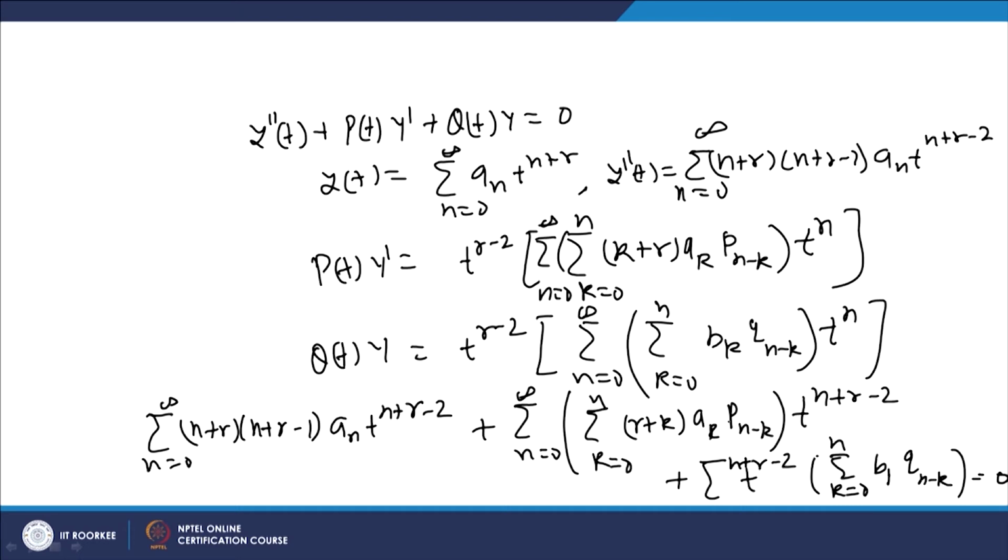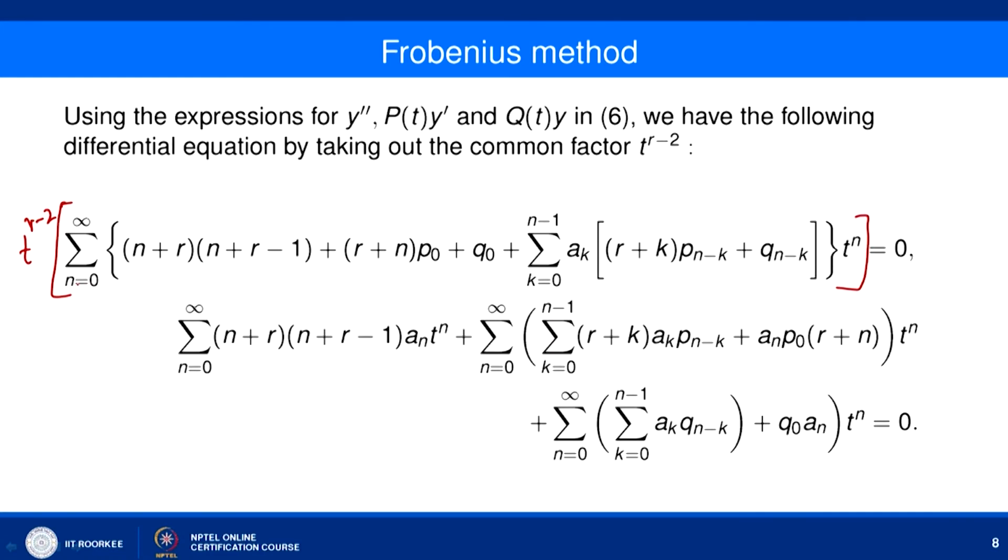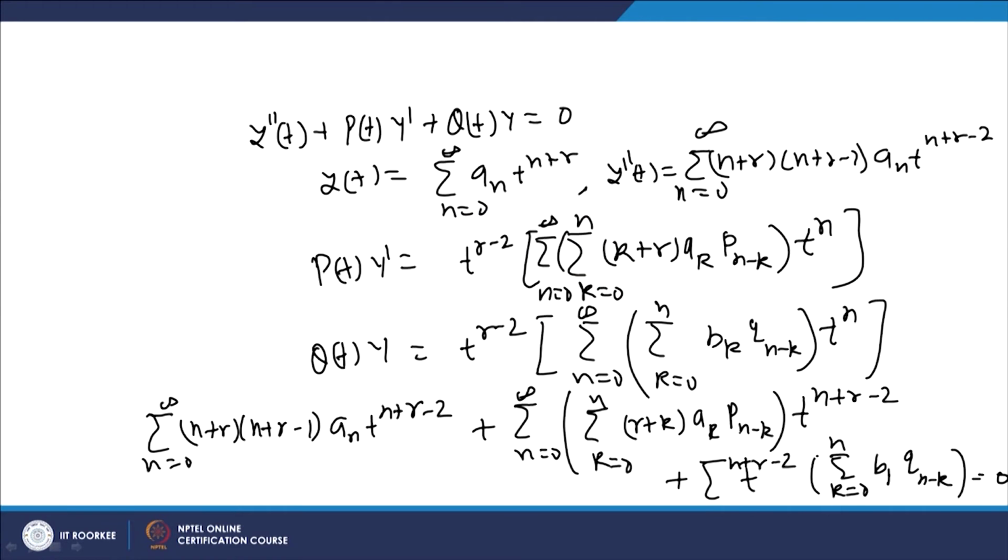So, here if you simplify this, then this is what we are getting: t to the power minus 2, if we take it out, n equal to 0 to infinity, (n plus r minus 1) a_n, plus here, corresponding to this, we are taking the term here. If you put k equal to n here, then I can write k equal to 0 to n minus 1, plus the term corresponding to k equal to n. Similarly, here also, corresponding to k equal to n, we can take the term out.